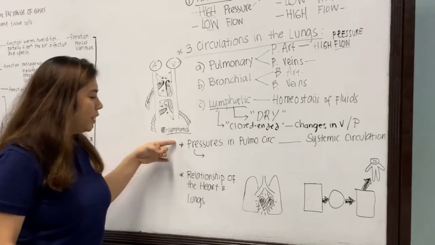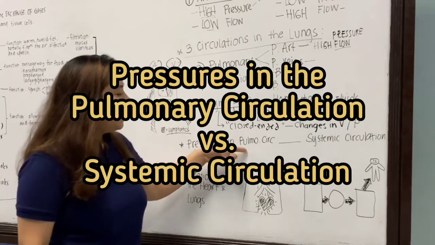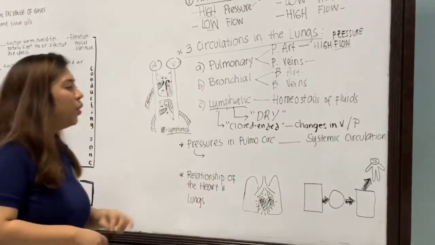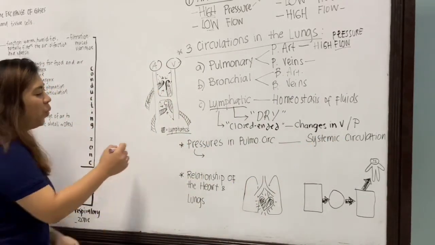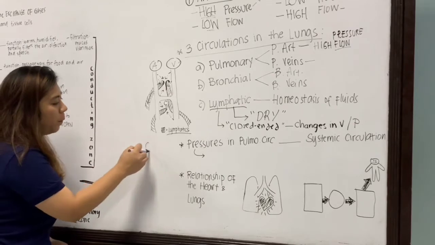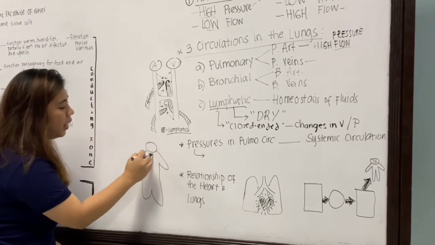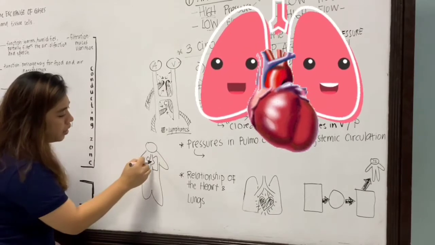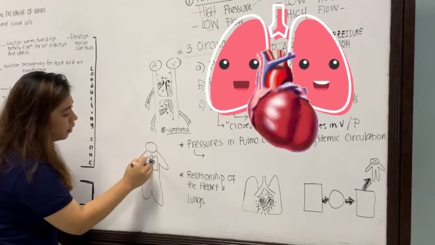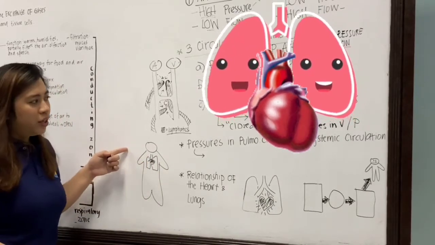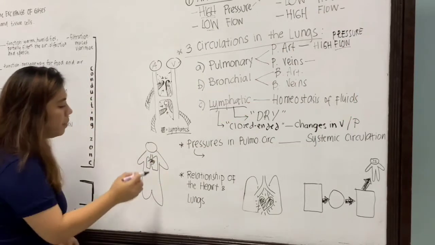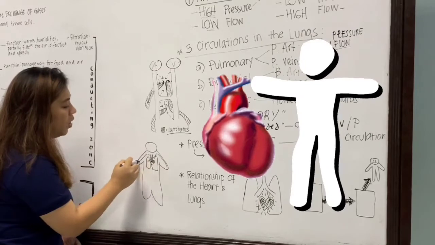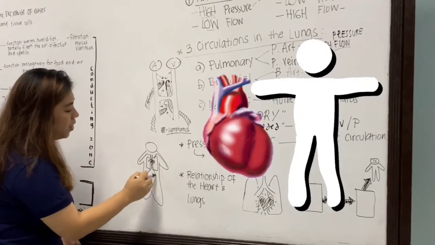So we have here a statement: pressures in the pulmonary circulation are blank than the systemic circulation. To compare the two, when we're talking about your pulmonary circulation, it is between your lungs and your heart. This is your pulmonary circulation. When we're talking about systemic circulation, it is now between your heart and your system, or the rest of your body.